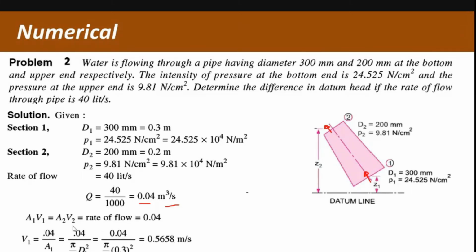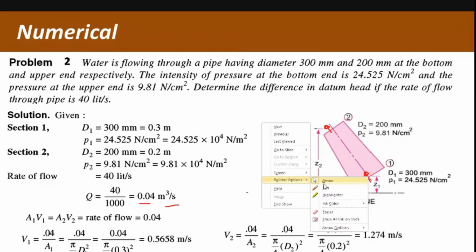So V2 is nothing but Q by A2. So it is 0.04 divided by pi by 4 d2 square, 0.04 divided by pi by 4 into 0.2 square. So it comes out to be 1.274.